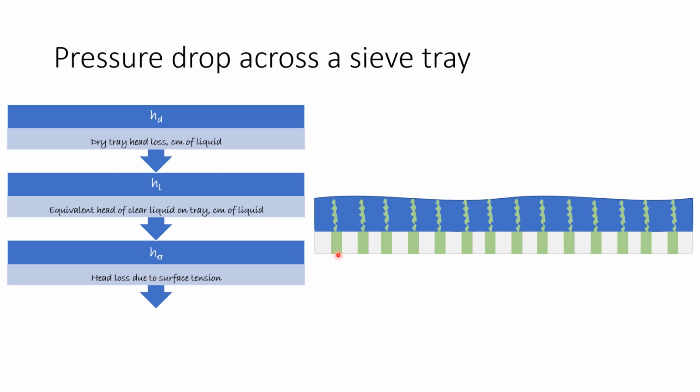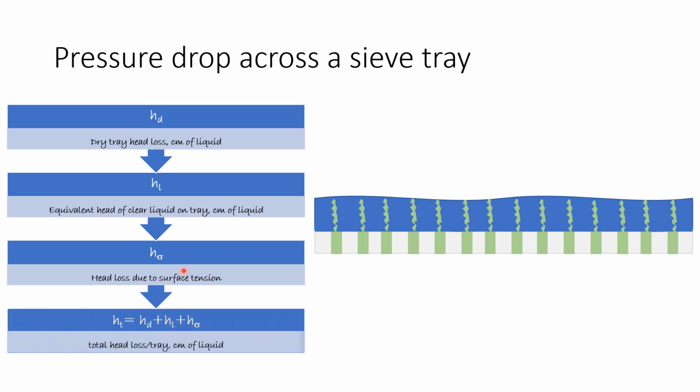One is the head loss when the gas has to pass through the hole, which is HD. Then the second reason is HL, where the gas has to push the liquid on top of the tray in order to pass through it. And the third reason is that there's going to be surface tension, friction between the gas and liquid, and therefore that is a third reason for pressure drop.